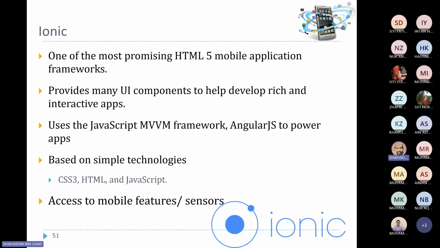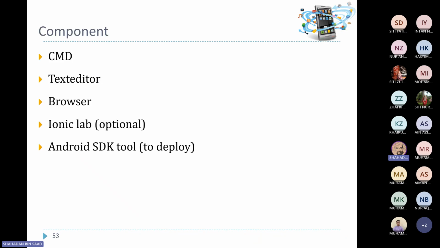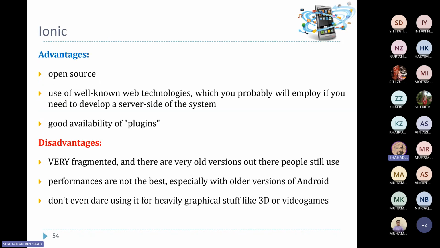Right, access to mobile features and sensor. Boleh ada mobile features atau sensor. Kan? Nah, contoh, nak develop dalam Ionic kan. Komponen ada CMD, Text Editor, Browser, Ionic Lab, Android SDK. So, advantages, open source, use of well-known web technologies, which you probably will employ if you need to develop a server side of the system, a good ability of plugin.